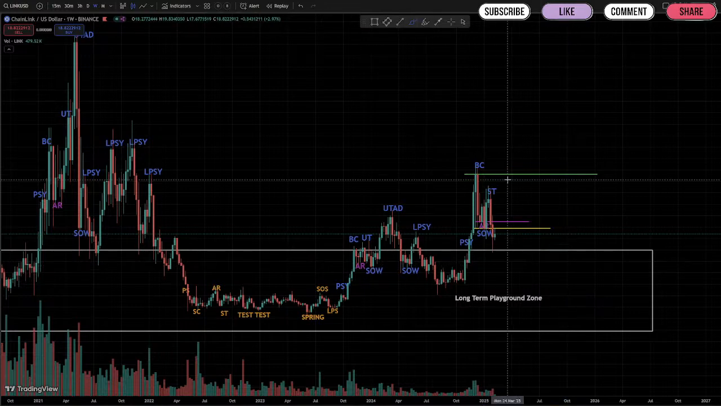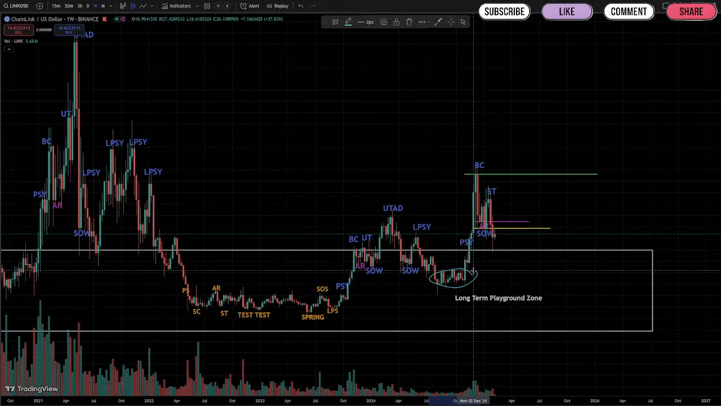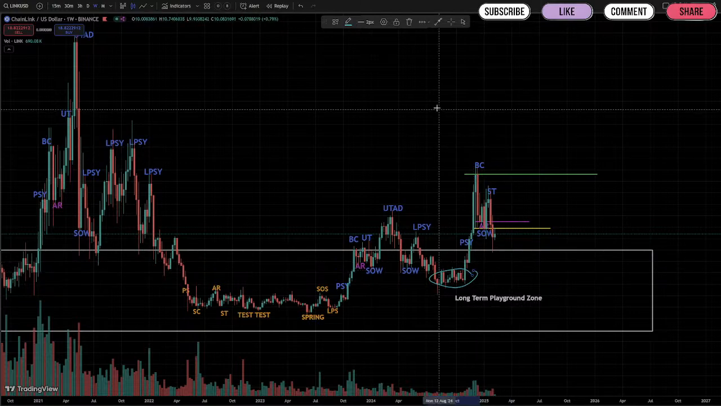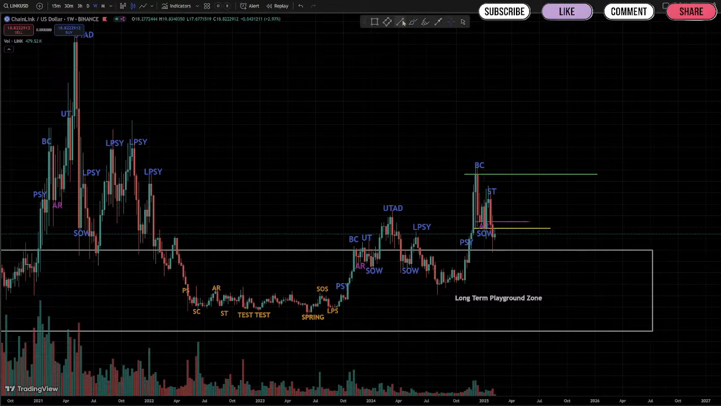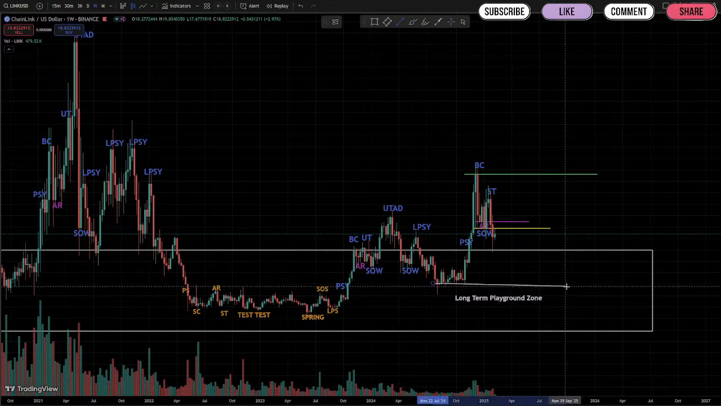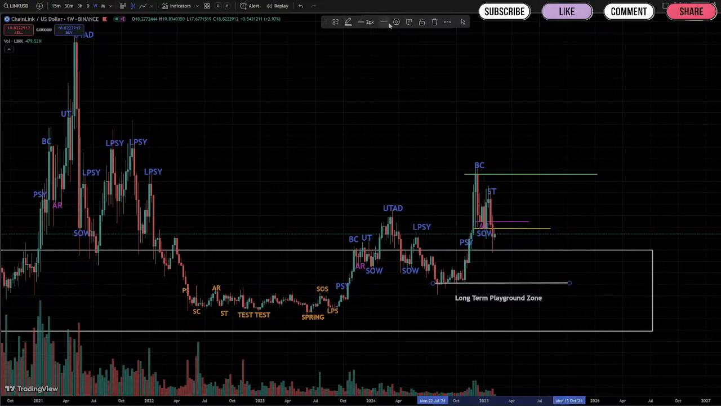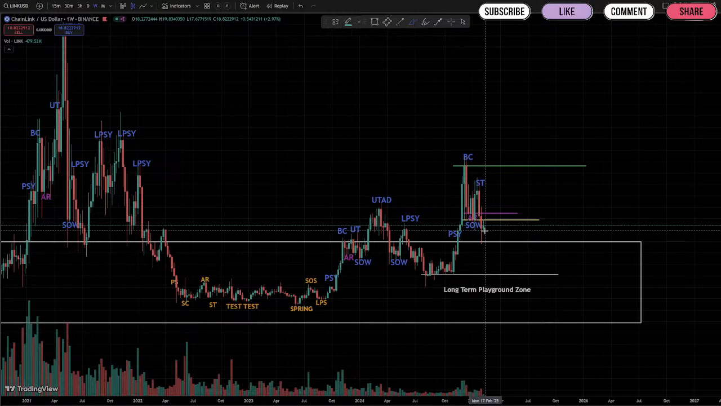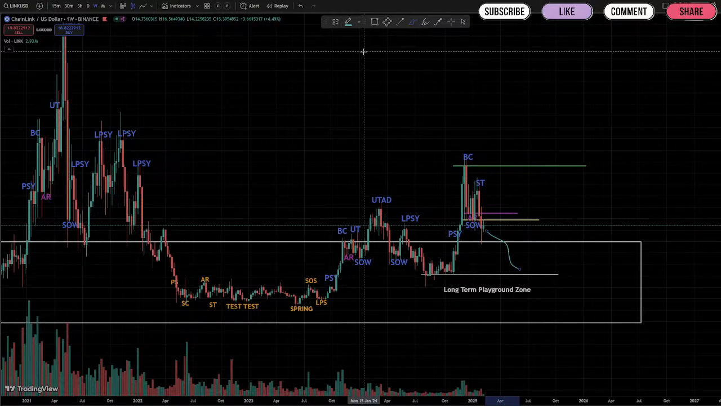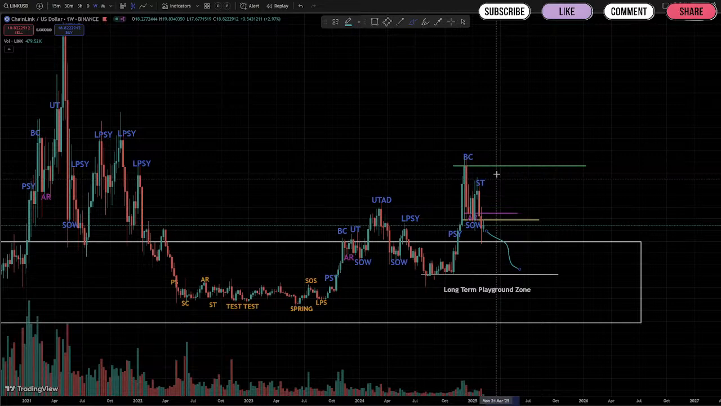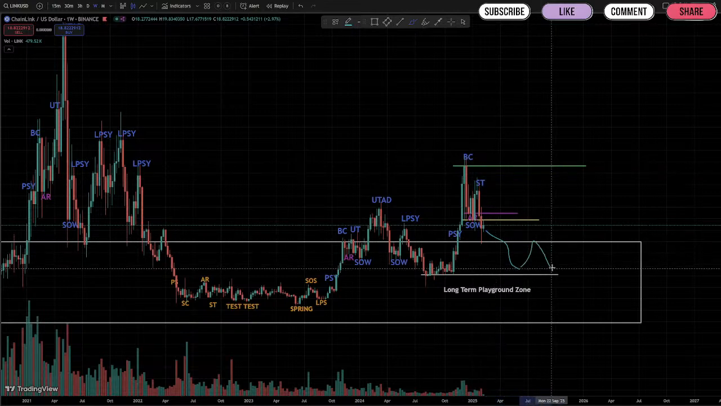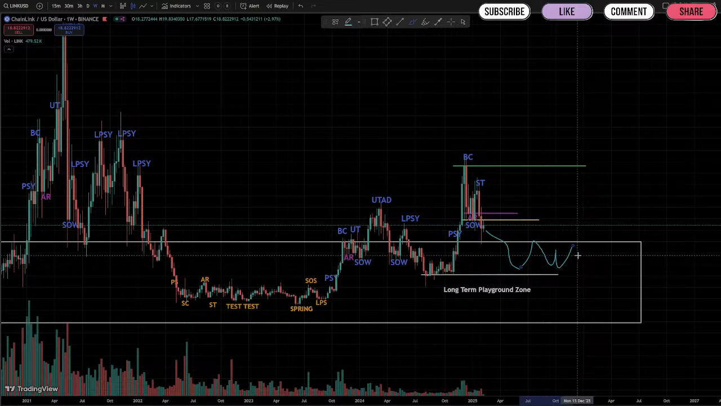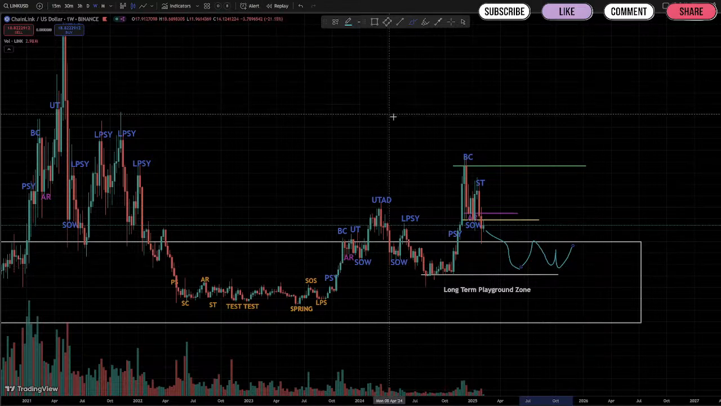Again, one thing is this accumulation period, even though it's small and short, it may be quite a strong support for the price if it ever comes down. So let's see whether it will happen in this way. So it may come to this point and then bounce up again, basically stay at the upper half of the long-term playground zone.